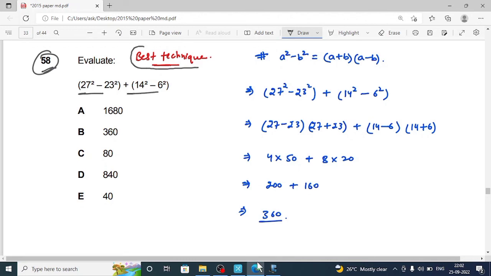Question number 58 of IMAT, and the question is to find the value of this expression, and the best technique to solve this question is that a square minus b square is equal to a plus b into a minus b. We can verify this result using this result.